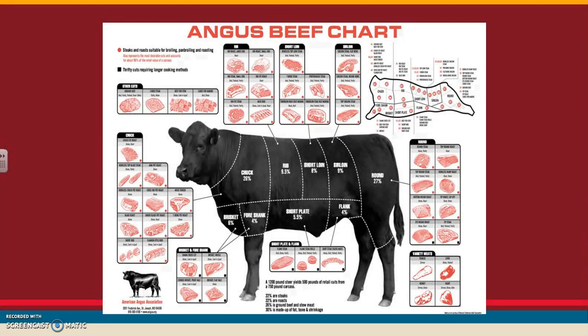So remember when I said that there was a lot of retail cuts of beef? This is what I'm talking about. There's a ton of retail cuts of beef. Okay, this diagram basically shows you everything. You don't have to know this, don't worry, but this is kind of a for your exploration chart.